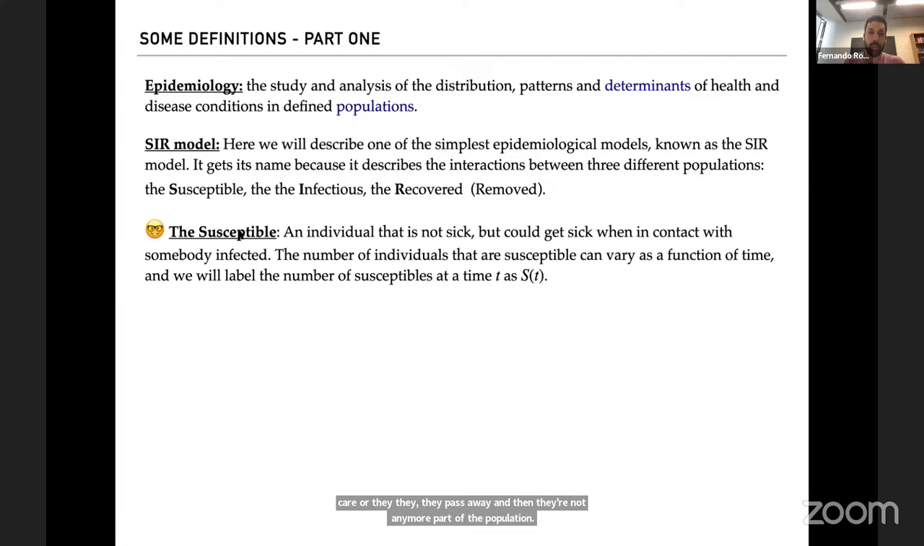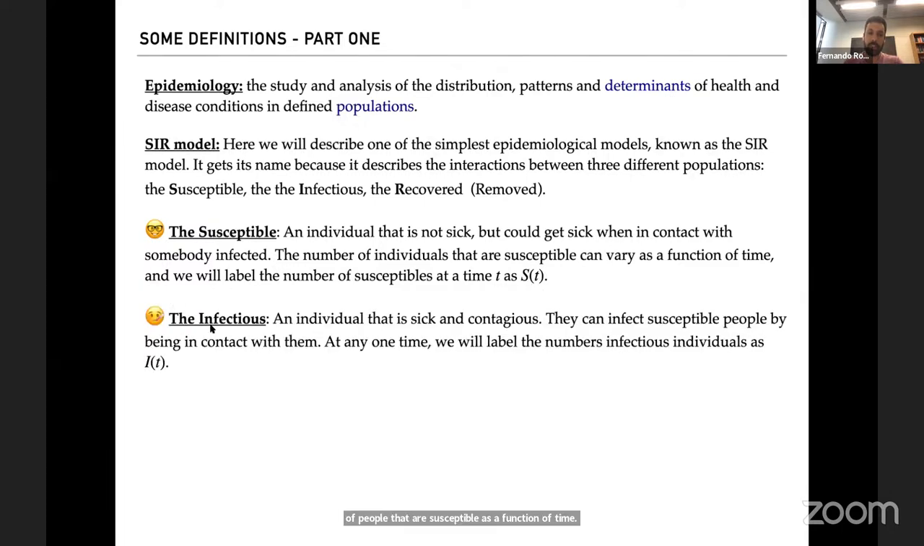Okay, so susceptible. This is someone who is not sick, but can get sick if they enter in contact with an infectious person. So we will label the susceptible people as S of T, which means the number of people that are susceptible is a function of time.